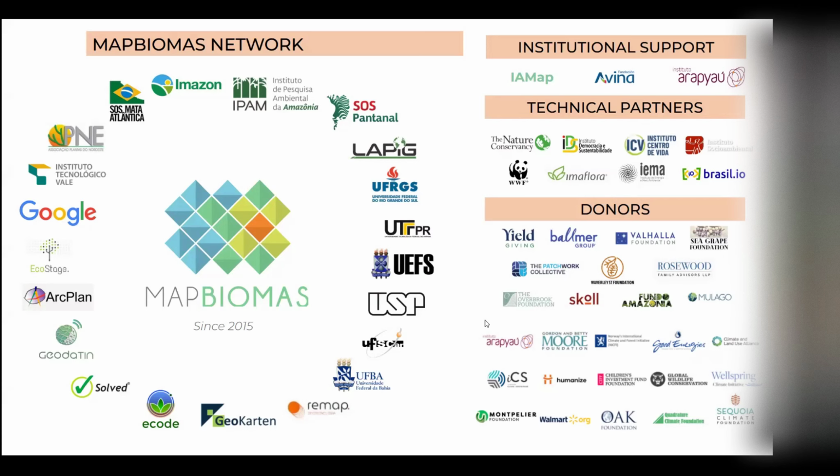So MapBiomas is not a university or an institution. It's made of a lot of partners, including universities, NGOs, and startup technology companies that came together to produce land use and cover maps using satellite data from 1985 to today. So we produce a new map every year and put them together and make them available, and we can extract a lot of information from them. We have some money support, and also other kinds of support that keep the project running.